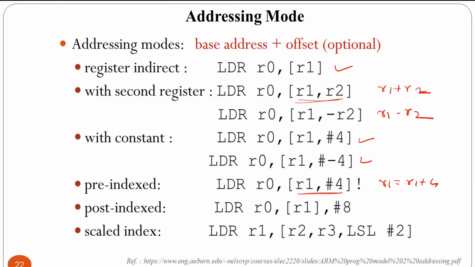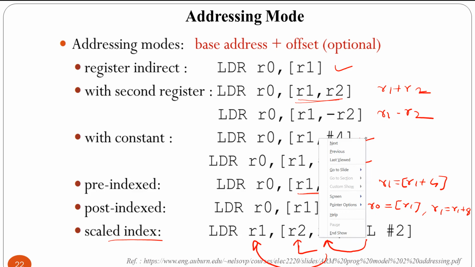Post indexing: first data from the R1 register will be loaded into the R0 register, and then R1 will be updated with this particular offset value. Scale indexing: in this, a logical shift left operation by 2 places will be performed on the R3 register, and then this result will be added with the R2 register, and whatever address is generated, data from that address will be copied into the R1 register. So this is called scale index.